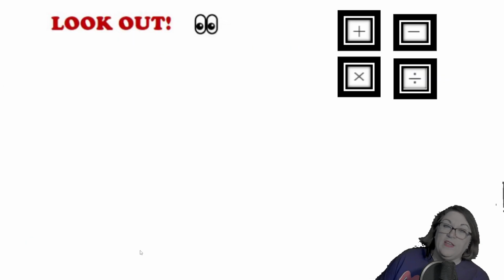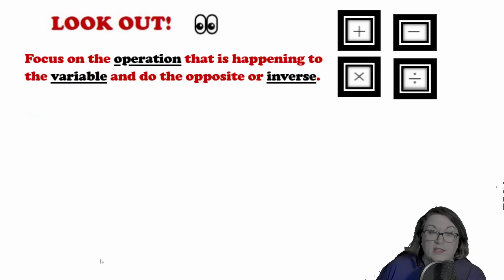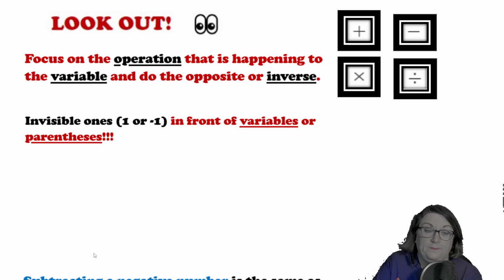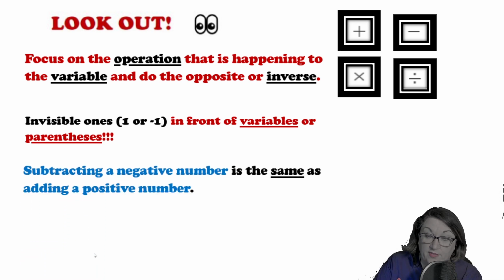All right, so things to look out for. First of all, focus on the operation that is happening to the variable and do the opposite or inverse. Invisible ones in front of variables or parentheses. This is going to be very important when we start doing distributive property, but just know that if there's 1x there, they don't write the 1 that's in front of the x, but it is there. It's an invisible one. Subtracting a negative number is the same as adding a positive number.